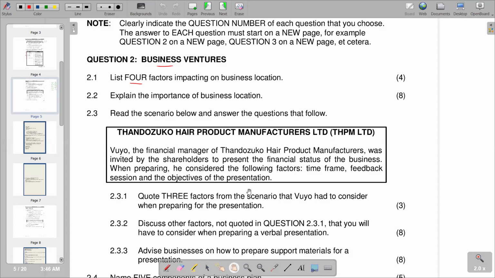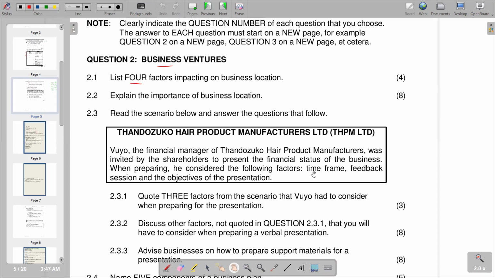So this is what we have. So obviously now, on the first part, which is 2.3.1, it reads: what three factors from the scenario did we have to consider when preparing the presentation? So obviously the three factors are there.